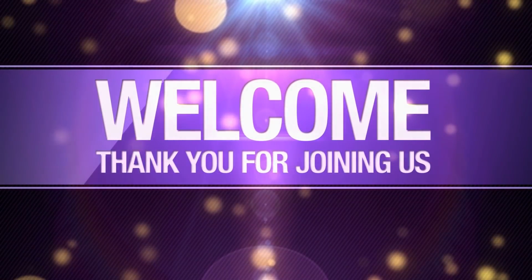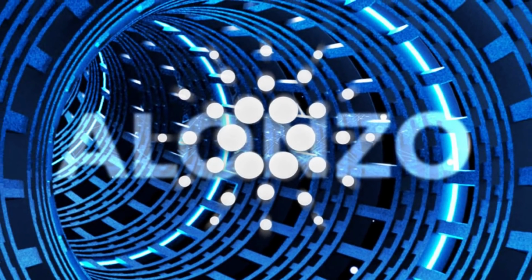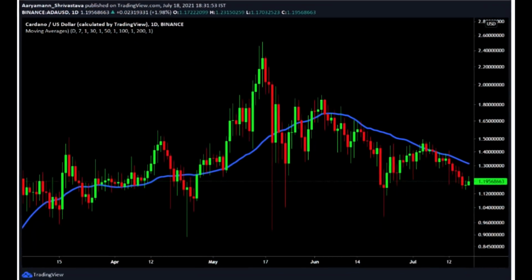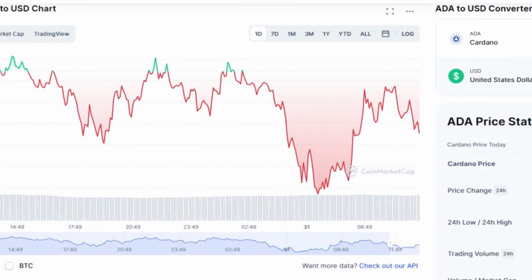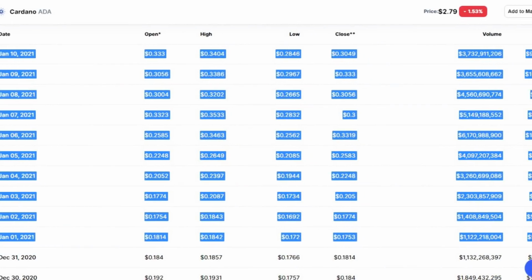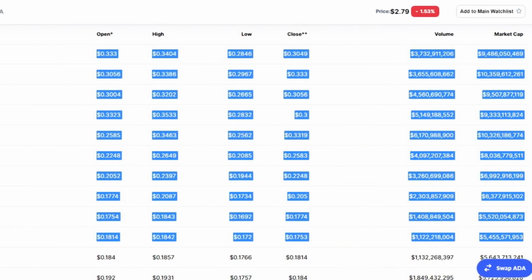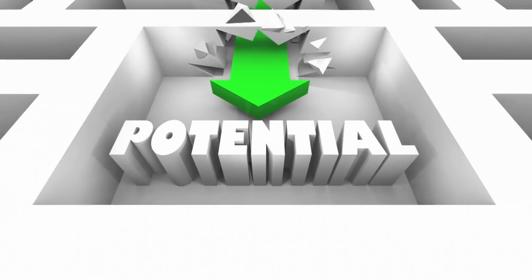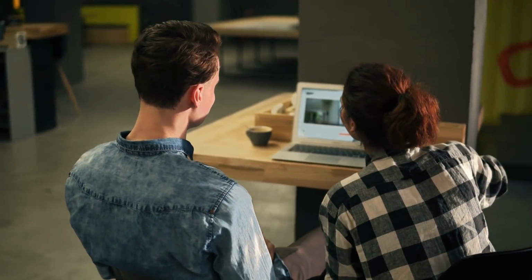Thank you all for joining us today as we take a closer look at the upcoming Alonzo updates for Cardano, and how this is going to continue to affect ADA's price. Cardano's ADA price currently sits at $2.88, a remarkable number compared to its $0.2 price 7 months ago in January 2021. We're going to take a look at this and how it's got the potential to keep growing tremendously. Stick around until the end of the video because you're not going to want to miss out.